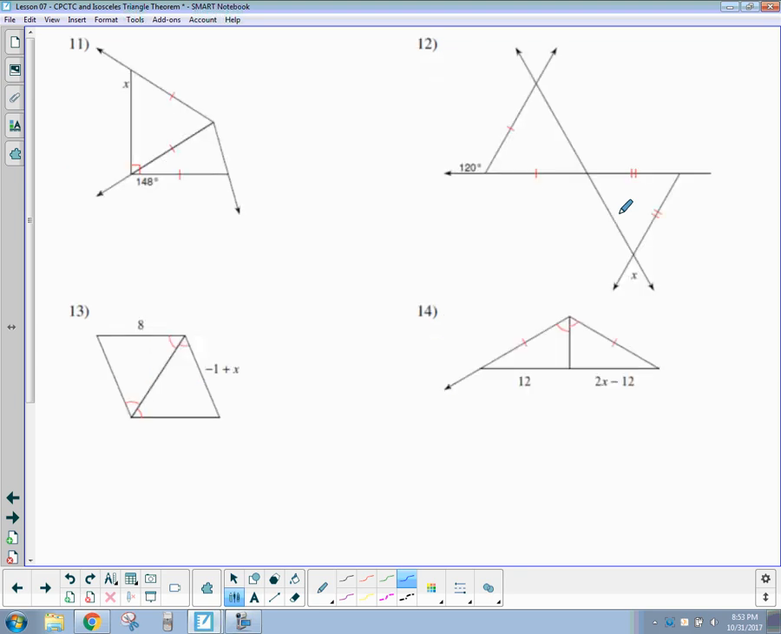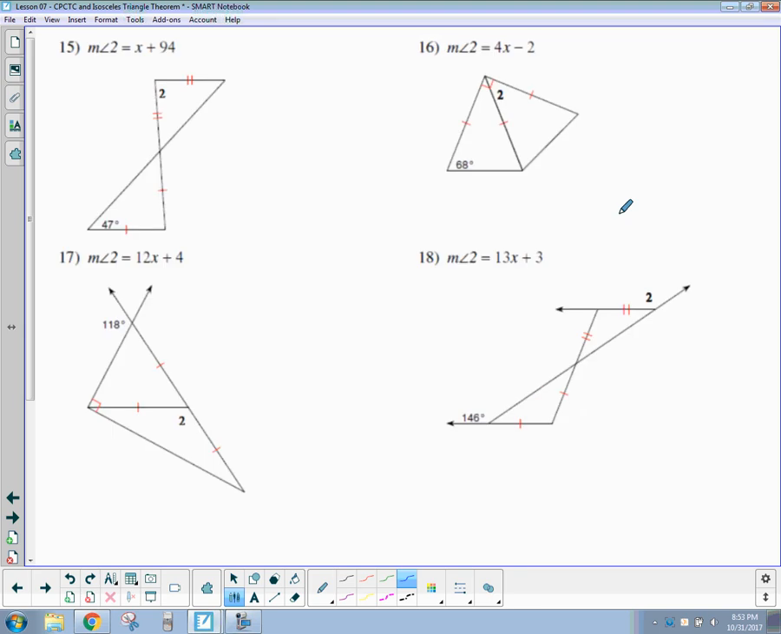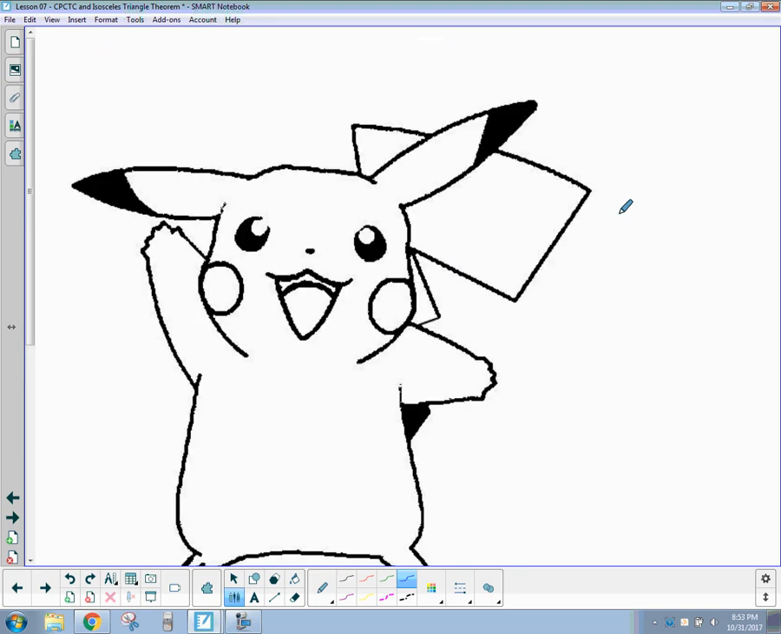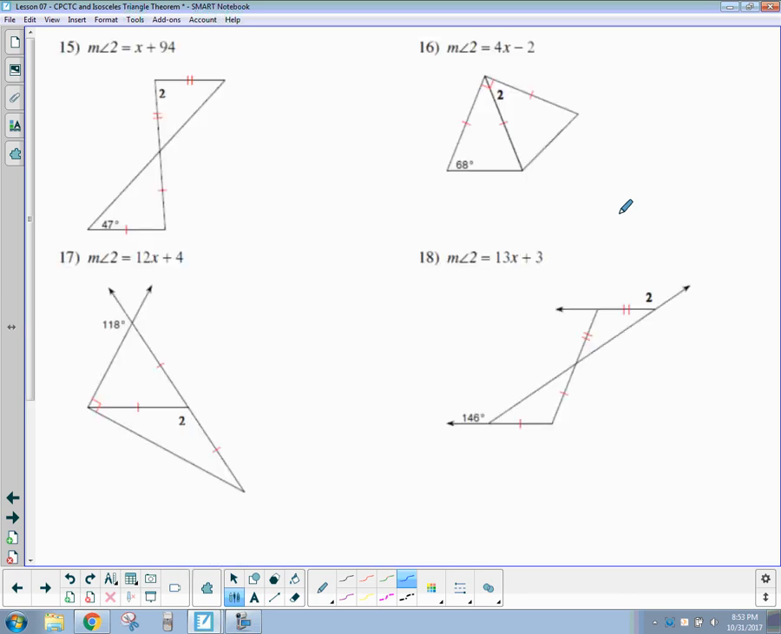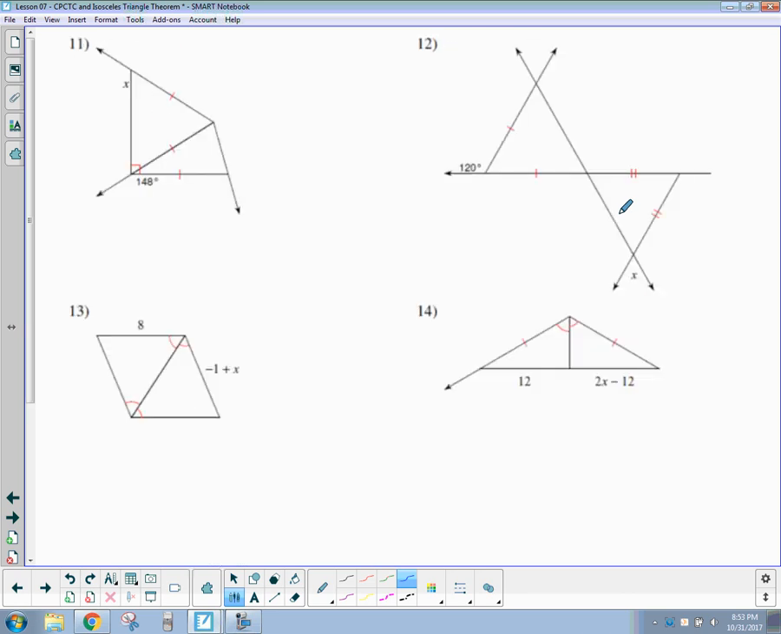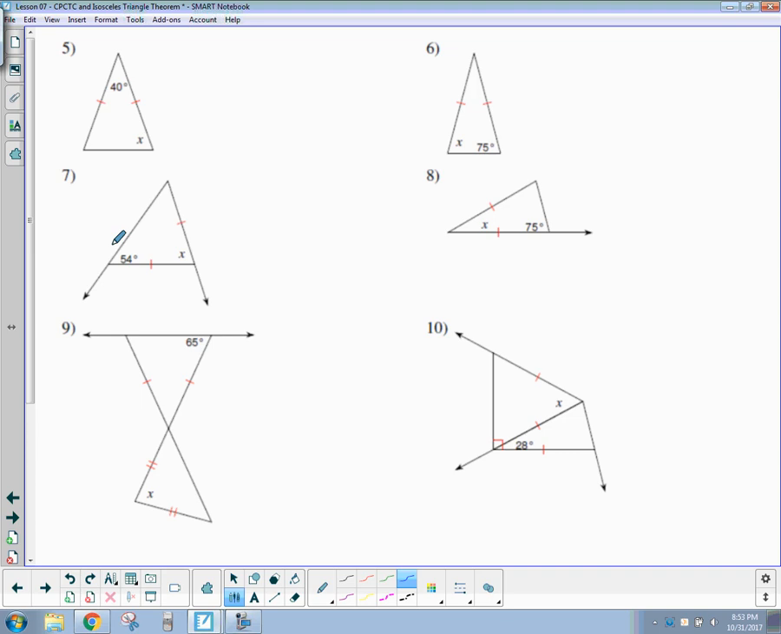Let's see. I think I skipped Pikachu. Where did he come from? I think I did these in class. I think I skipped these, though. Yeah, maybe I did. No, we didn't skip these. I think I skipped these, so we'll work these out.